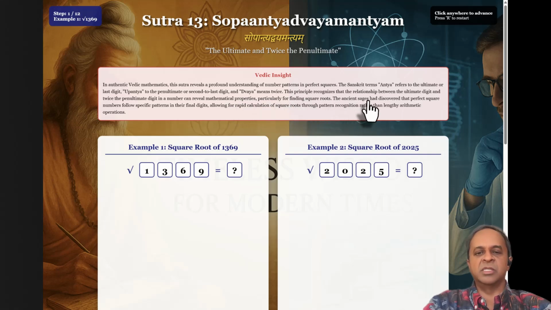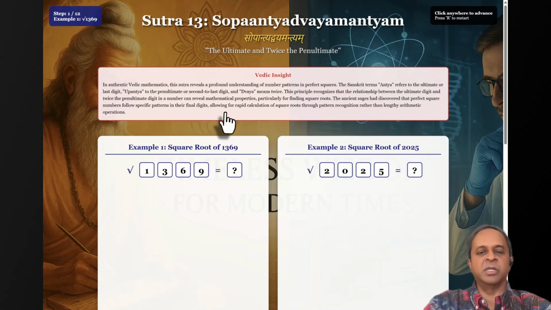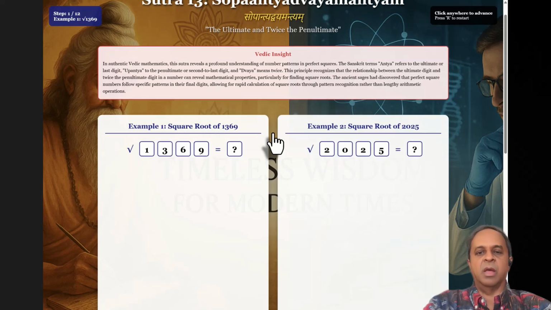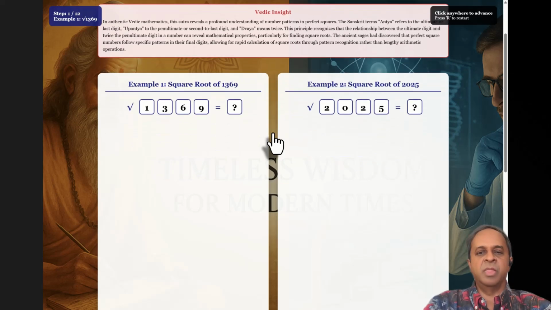So the ancient sages had discovered that perfect square numbers follow specific patterns in their final digits, and make a note of that. You will see that in the examples, allowing for rapid calculations of square roots through pattern recognition rather than lengthy arithmetic operations. Again, that connection with how our brain works and how modern AI works.